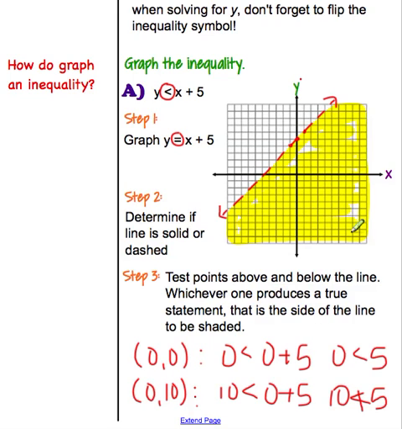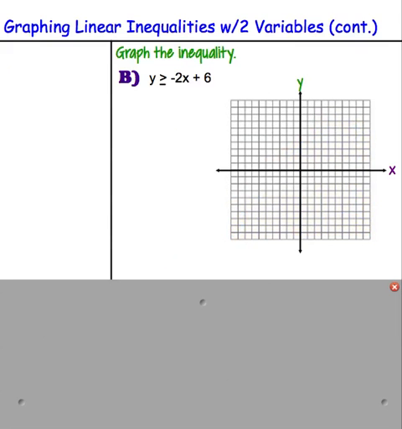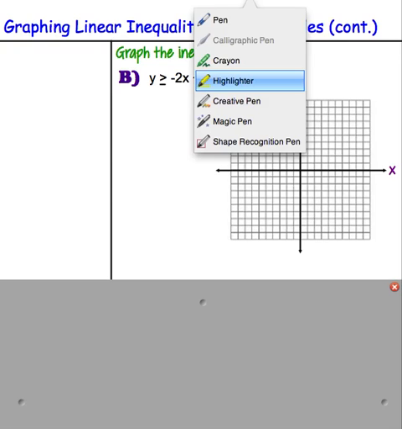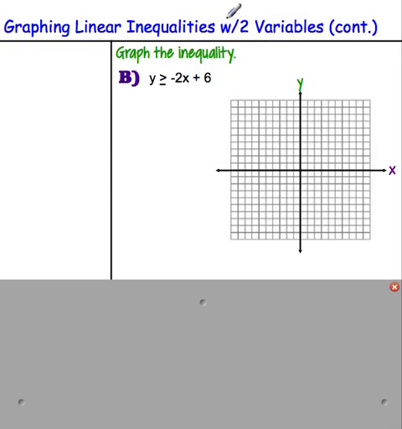Taking a look at the next example, we have y is greater than or equal to negative 2x plus 6. So I see here in this situation that I've got greater than or equal to, so I know I will have a solid line. And so I know my y-intercept is 6. And I have a negative 2 slope, so down 2, forward 1. Down 2, forward 1.